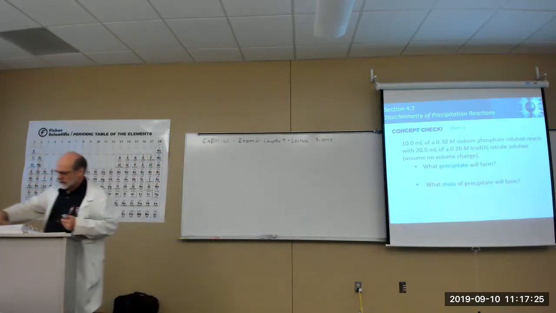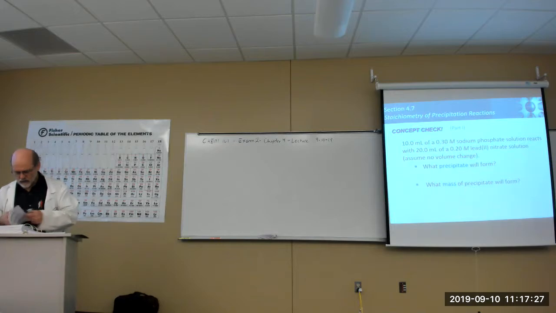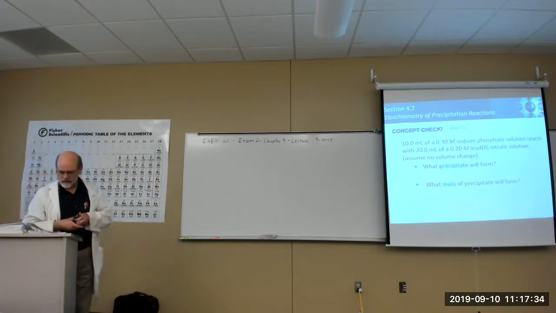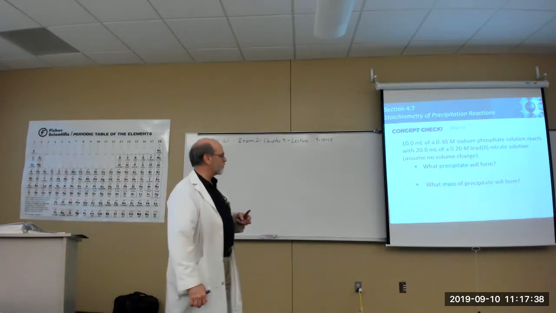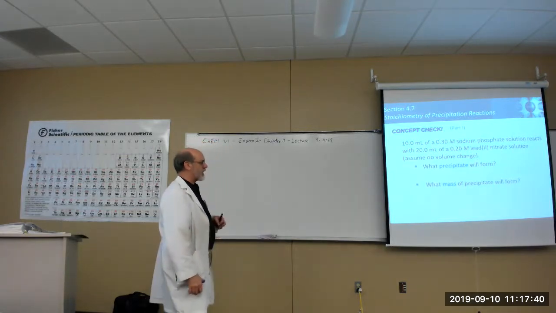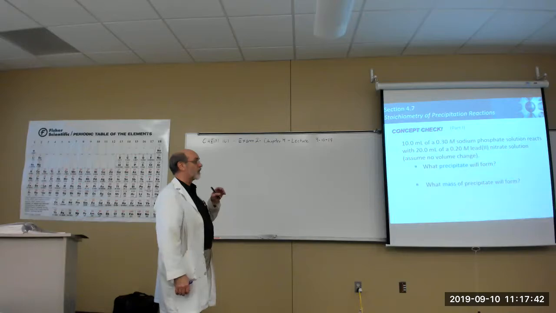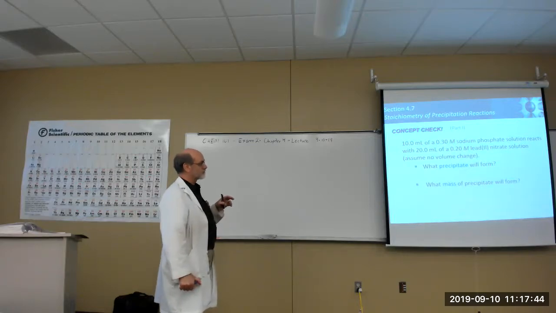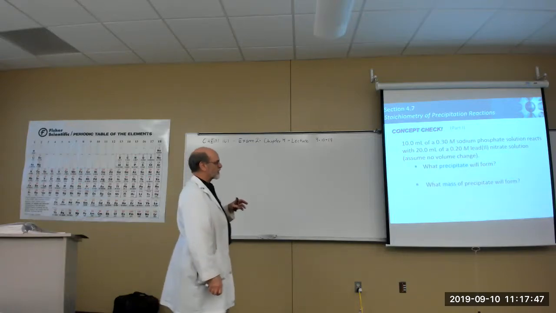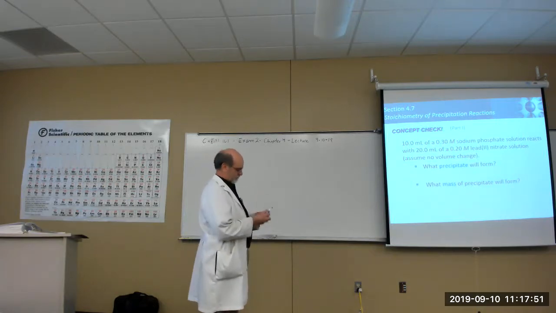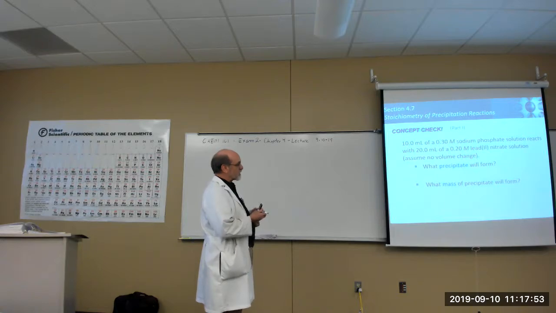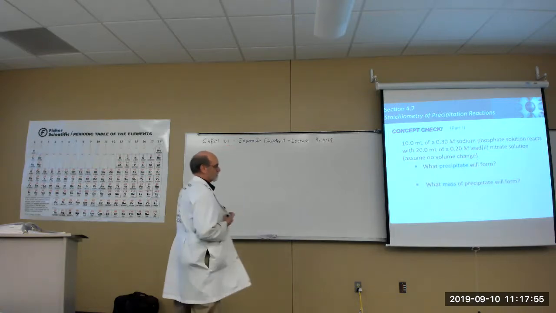So, let's see, where are we? We're still talking about precipitation reactions. If you have 10 milliliters of 0.3 molar sodium phosphate solution reacted with 20 milliliters 0.2 molar lead-2 nitrate solution, what precipitate will form and what mass of precipitate will form? Okay. The precipitate that forms is the simpler question.